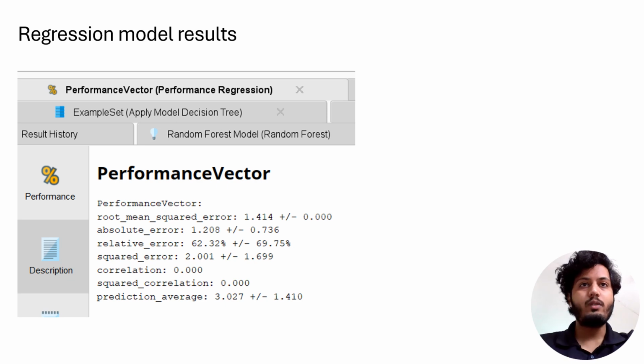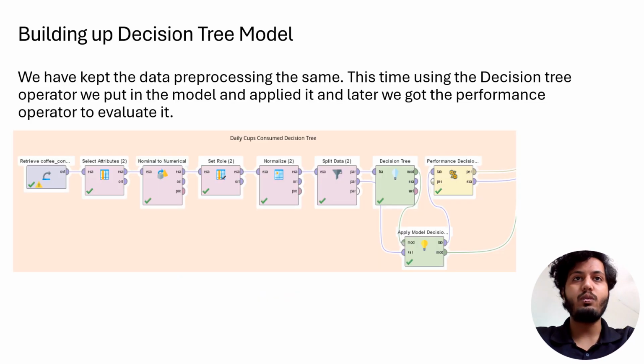So the performance vector, the performance tab for the regression model. We see all our values here, like the RMSE, the squared error, the correlation, the squared correlation. All of these values are not that great. Leave alone great, I would say these are bad. So we have failed in this model. Let's move on to the next one and try to build a decision tree model.